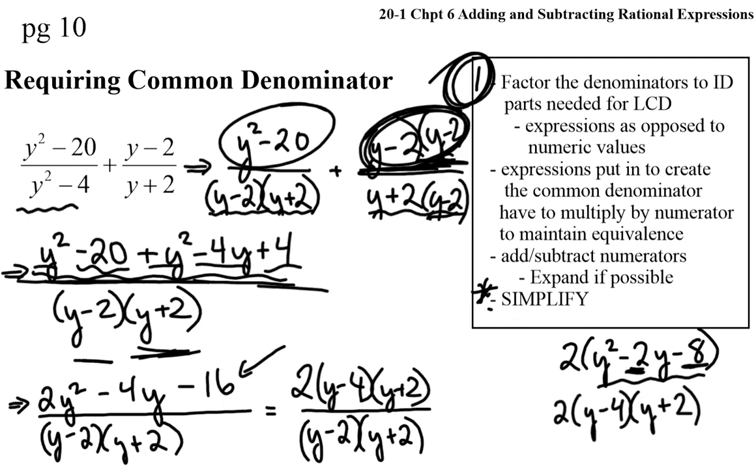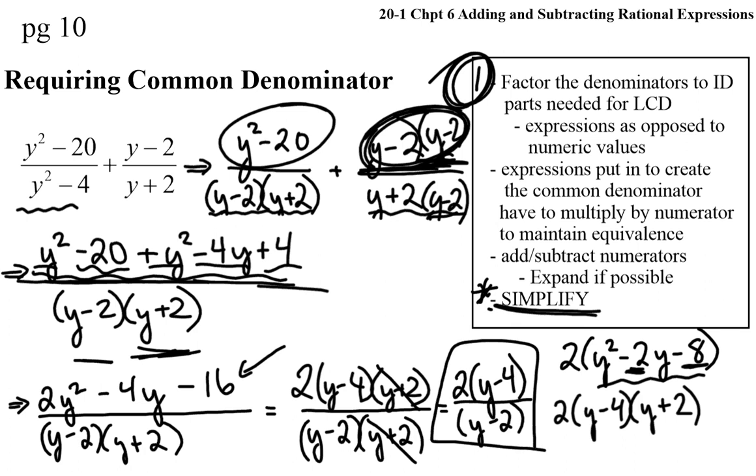And now that I have the factored form, now I can finish the simplifying. I see that I have a y plus 2 and a y plus 2 that can cancel out, and nothing else will cancel out. So my final answer is 2 times y minus 4 over y minus 2. And we can leave it in that form.